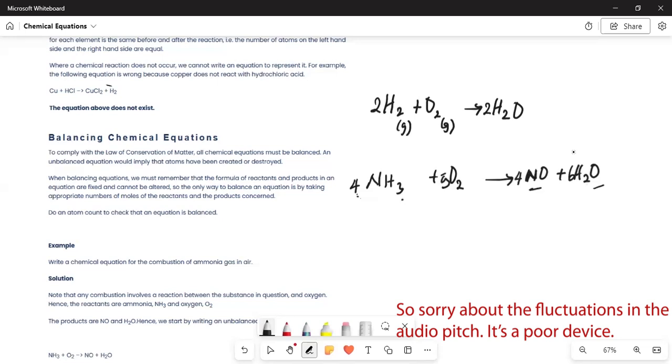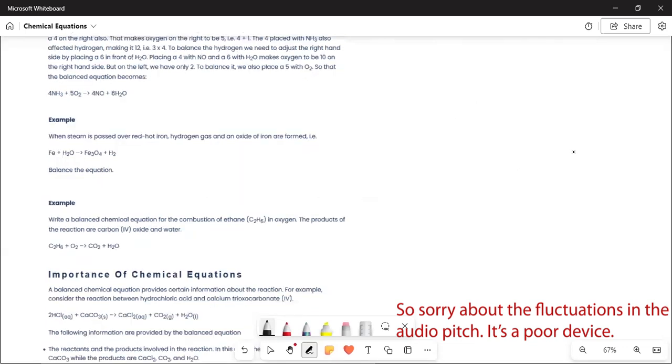Then 10 oxygen on the left, 4 plus 6, also 10. So the equation is balanced. And I have another example here.